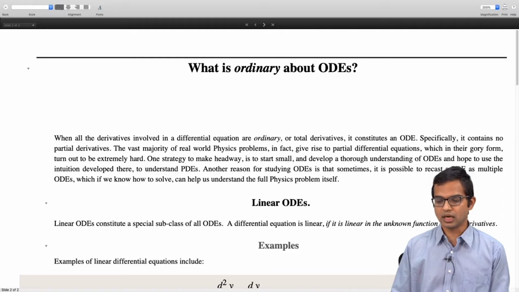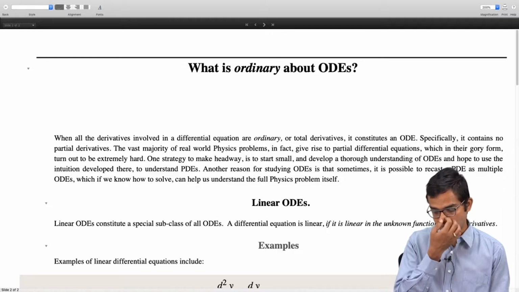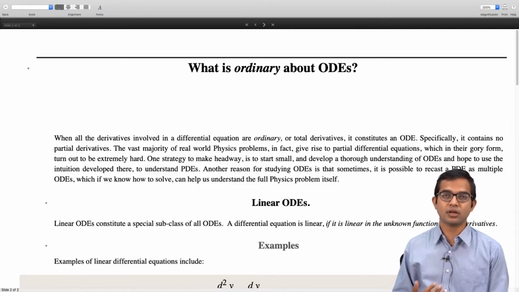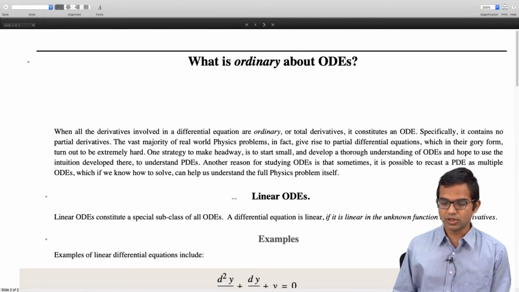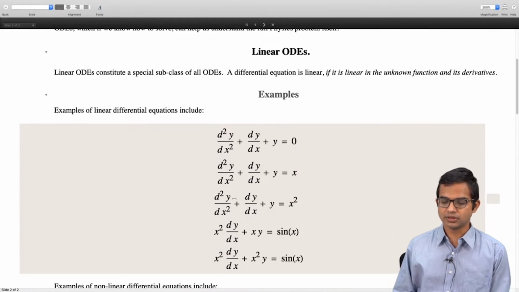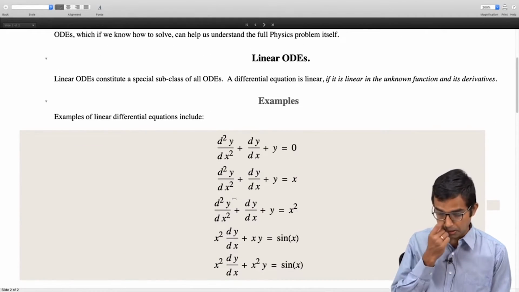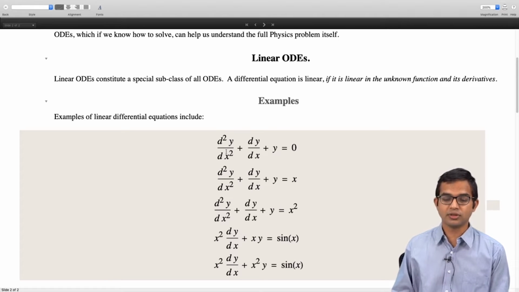Linear ordinary differential equations are those in which the unknown function appears only in a linear fashion. The unknown function and its derivatives, all of them have to be linear. Such differential equations are called linear differential equations. So let's look at a whole bunch of examples. I have all of these equations which I'm claiming are linear equations. You have the second order derivative of y appearing here, but there is no square of this quantity, so it's linear in the second order derivative, the first order derivative, and the function itself. Therefore this is a linear differential equation.